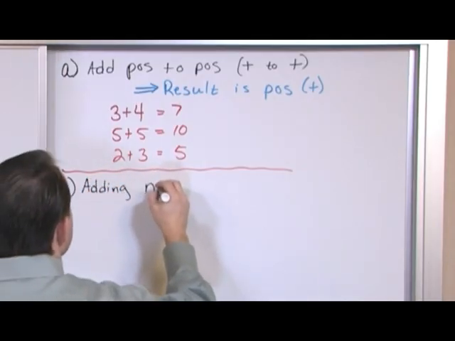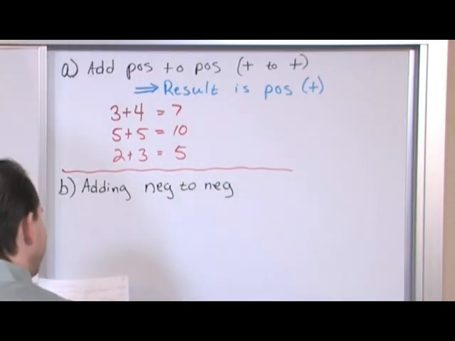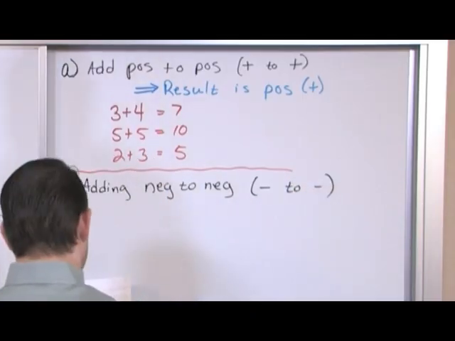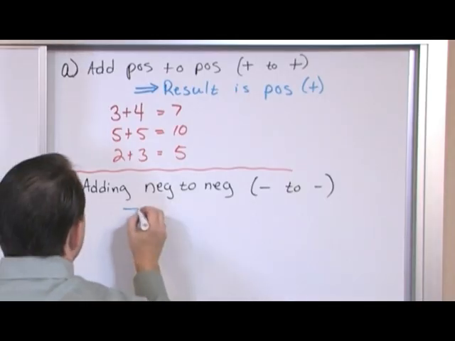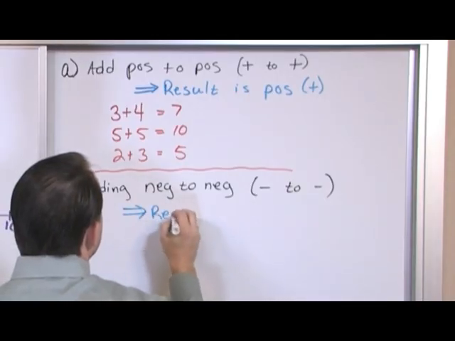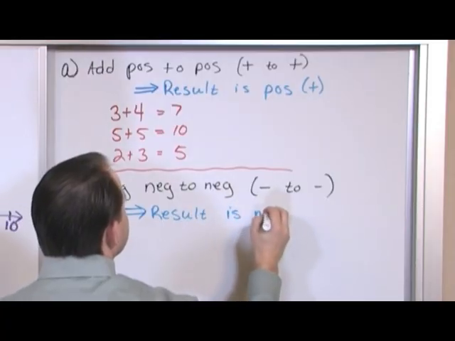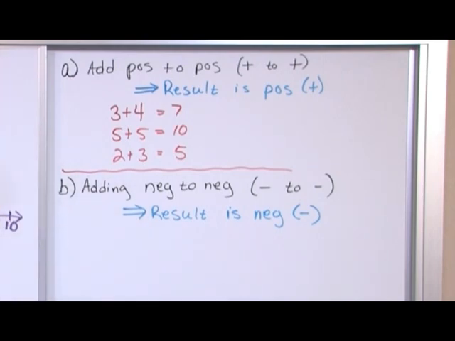If you're adding a negative number to a negative number, this is the next easiest case. In other words, a negative to a negative number, then the result is always negative. Negative, right? So it's always going to be negative. So negative plus negative is always going to give you a negative.